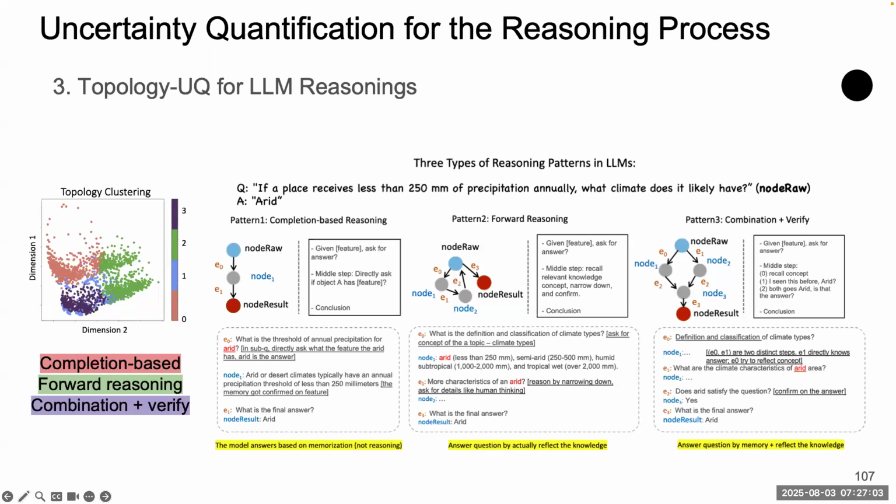And the third one here is more of a mix of the two. It has steps to ask for the characteristics, but also tries to reflect on whether this question has been seen before in the reasoning steps. Yeah, so that's basically this kind of reasoning path.